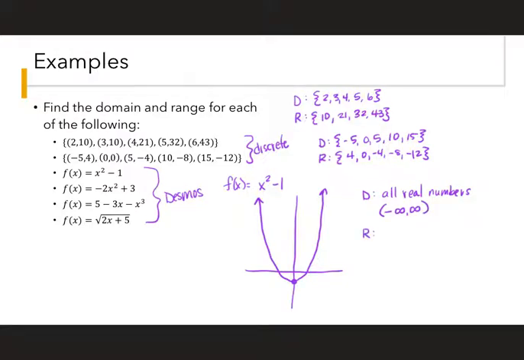Now the range, now we're looking at it vertically speaking. So starting down here and working our way up. What part of that graph is going to hit that, or what part of that number line is that graph going to cover? Well, it doesn't actually hit anything down here, right? It's not there. And so this is greater than -1, right? We're starting at the bottom and we're working our way up.